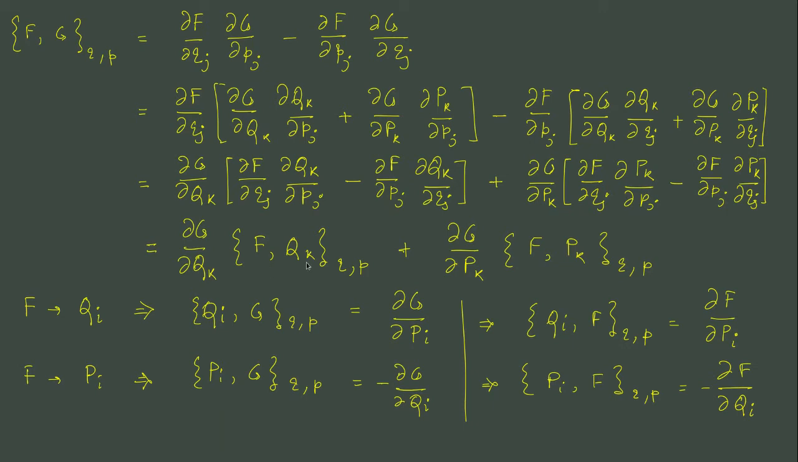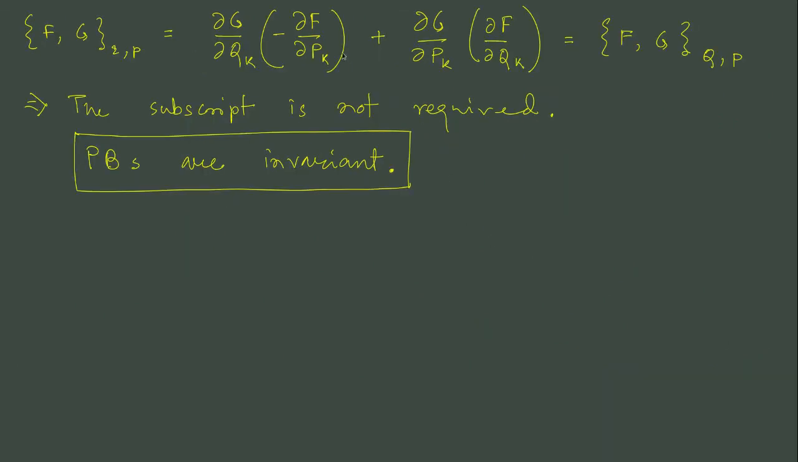So you see we have F, Qk. The F, Qk Poisson bracket would be minus del F del Pk, and similarly we have F, Pk. The F, Pk Poisson bracket would be del F del Qk. So if we replace that, we just did it there, and then you see we got a new Poisson bracket of F and G, but with respect to Q's and P's, the new Q and new P.